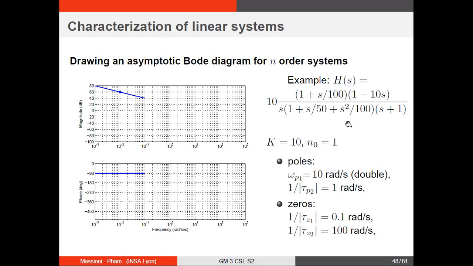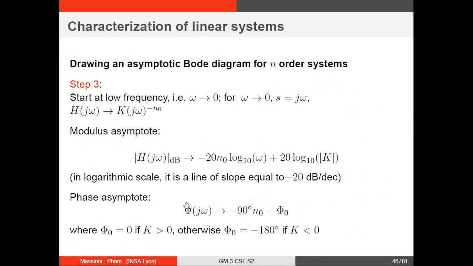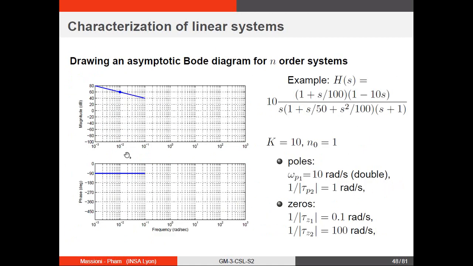So, what else we said? Then we said that we can start the graph by drawing asymptotes. So the asymptote for the phase is the easiest. K is positive, so we don't have the additional term here. You remember this, the asymptote of the phase. This is 0, K is positive. Then we have minus 90 degrees times n naught, so n naught is 1, minus 90 degrees. We start with a flat asymptote in the phase at minus 90 degrees.